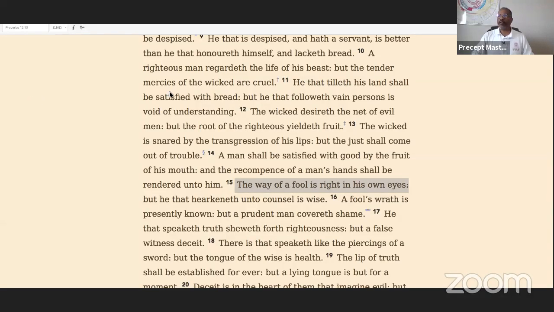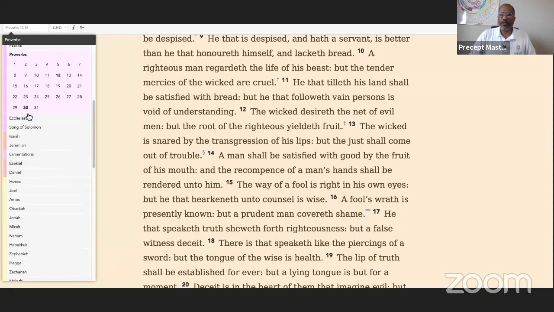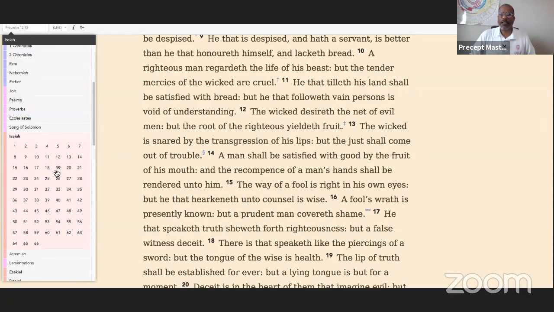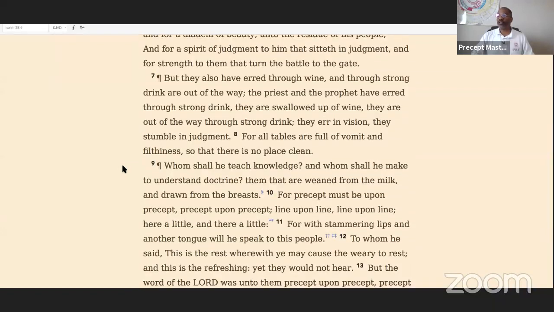Because when it says this, let me put this up there. If I can put this up, we can get some understanding here. So let's get here. Isaiah chapter 28. We're going to go right to verse 10. We have to.